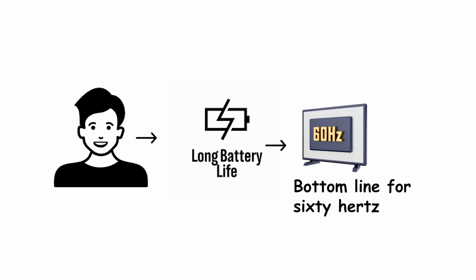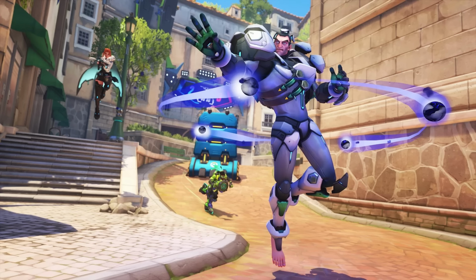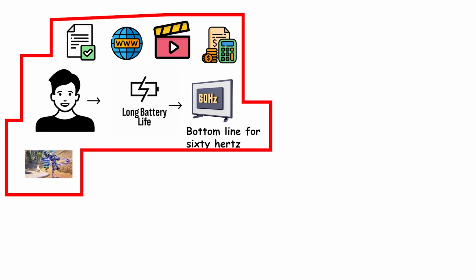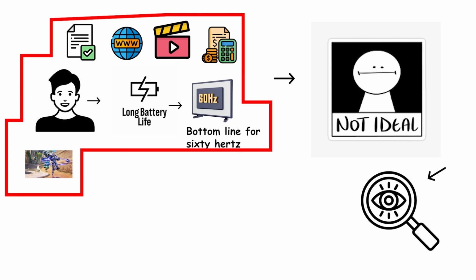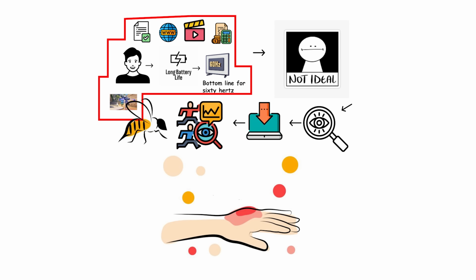Bottom line for 60 Hz: great for documents, web, video, and budget builds. Tolerable for casual games. And obviously not ideal if you care about motion clarity, input feel, or competitive response. If that last sentence stung a little, you just outgrew 60 Hz.